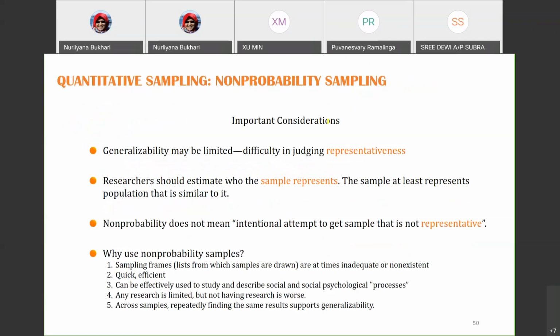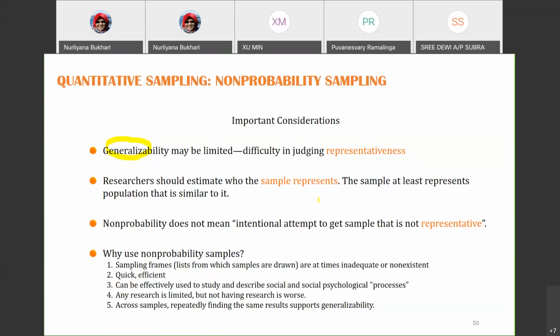Important considerations. Okay, generalizability may be limited. It's hard to see who's representing what. So most of the time we don't say that, okay, this one generalizes to other teachers in Malaysia, but you're doing Kuala Muda Yan only. So yeah, that's generalizability. You cannot say that. You cannot make that conclusion. Researchers should estimate who the sample represents. Okay.